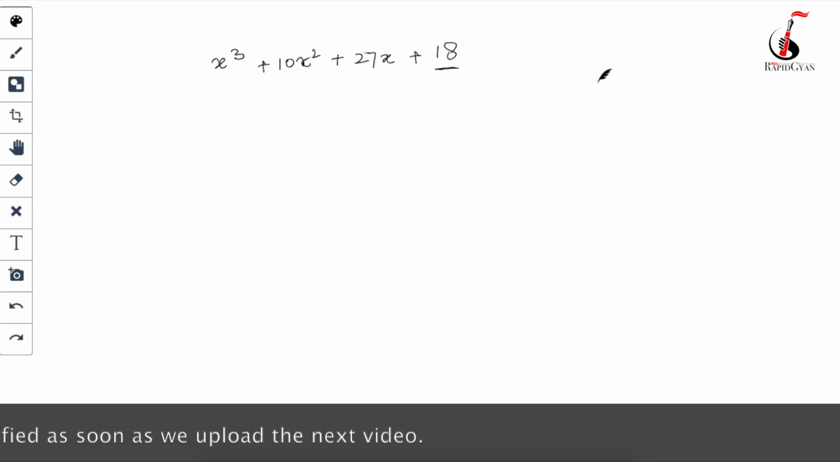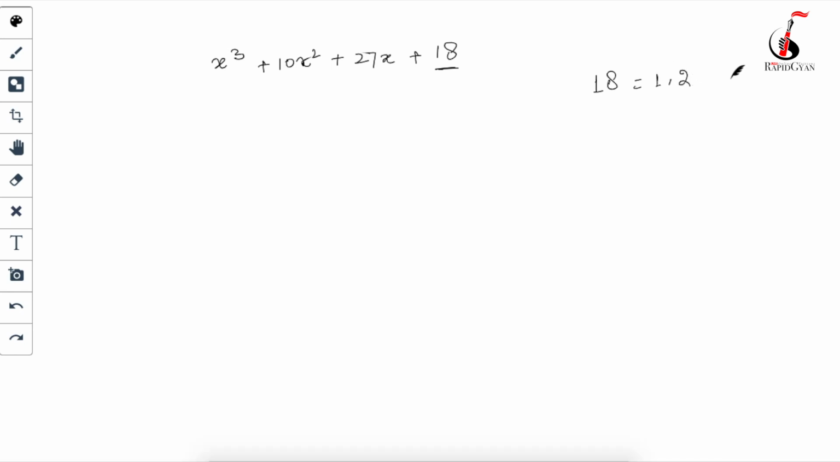So what you will have to do is find the factors of 18. So what are the factors of 18? Hope you guys know what factors are. The factors of 18 are 1, 2, 3, 6, 9 and 18. Correct? So these are the factors.